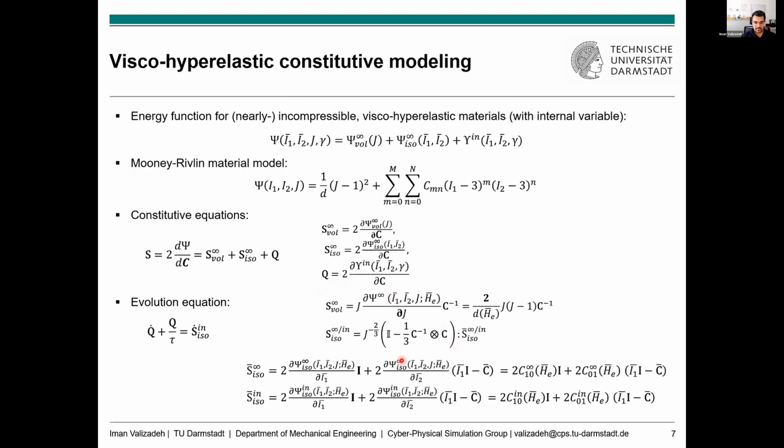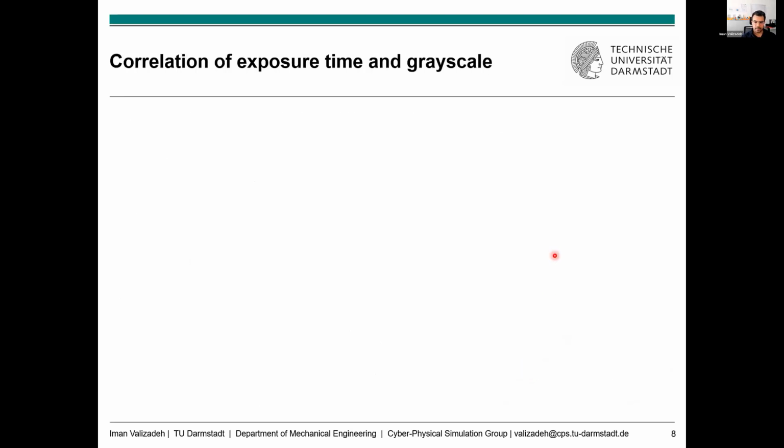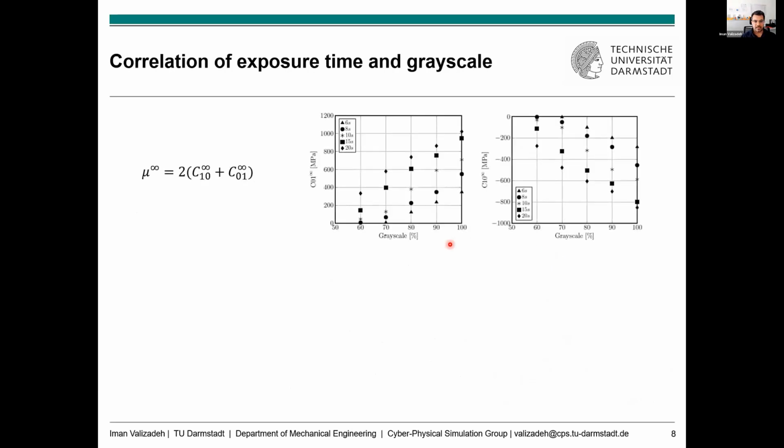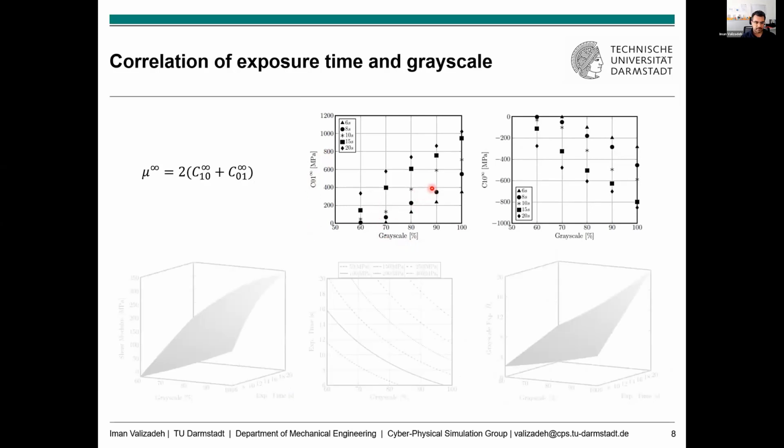I don't go into the detail of the formulation, but I want to show here that the final form of the stress is formulated in terms of the grayscale exposure. That means for different values of the grayscale exposure, we get different constitutive constants and different stress-strain curves. So we fit this constitutive model to the experiments, and we determine the constitutive constants for the equilibrium part.